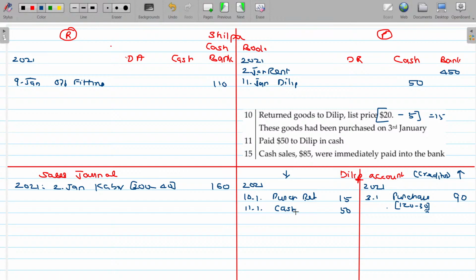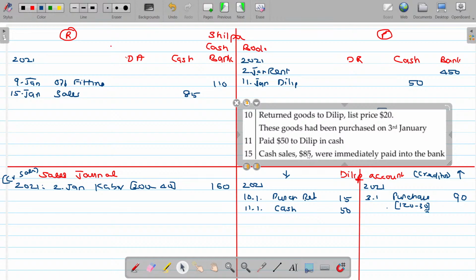Cash 50 rupees. Cash sales 85 were immediately paid into the bank. Cash sales should not come in the sales journal, because the sales journal is for credit sales only. As it is cash sales, it will be posted in the cash book. Sales, on which date? 15th Jan. And this value being 85 should be posted here. Hope you will now be able to understand this.